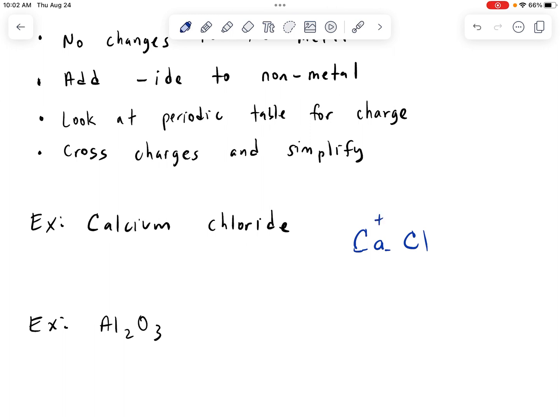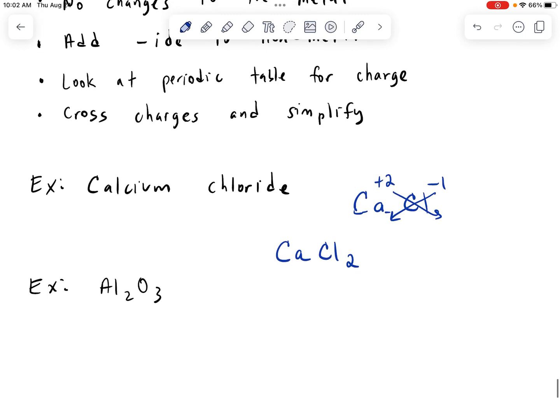We know that calcium has a +2 charge. Chlorine has a -1 charge. And then we are going to cross the charges. So the correct formula for calcium chloride is CaCl2. In this case, we don't have to simplify. It is already in simplest terms. So that's how we write them.